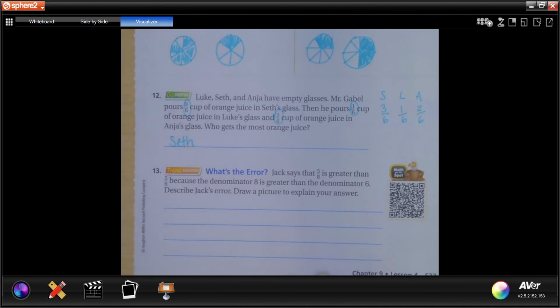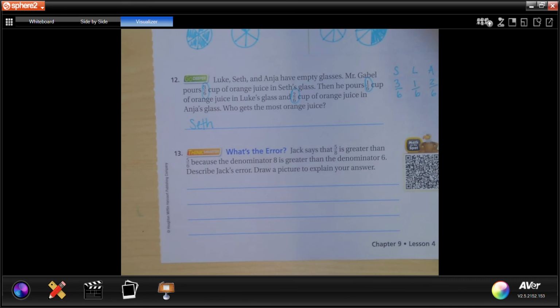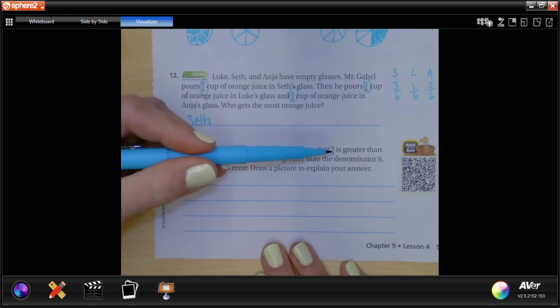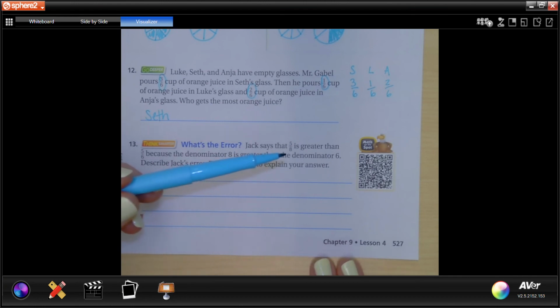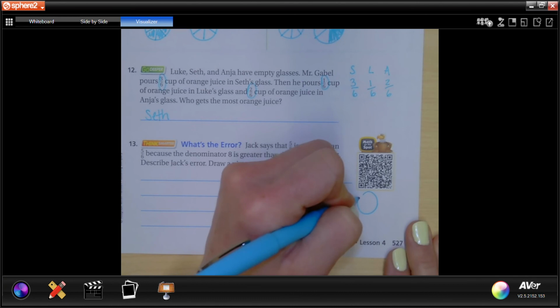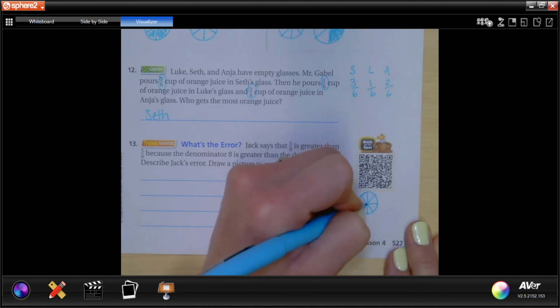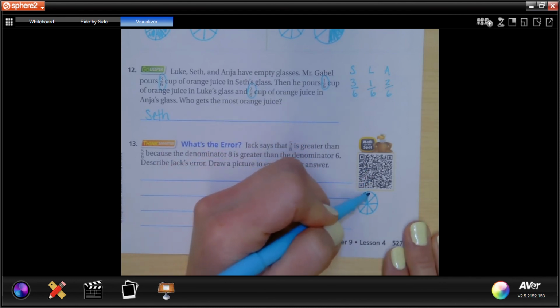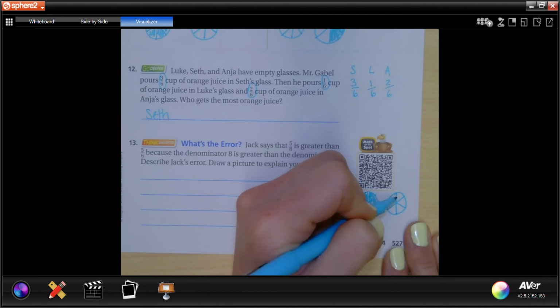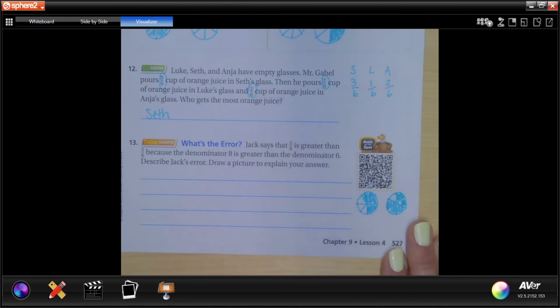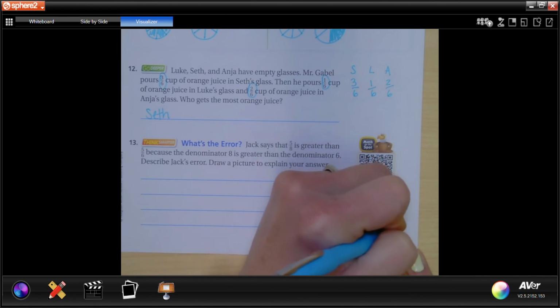The last problem that we're going to do is number 13. What's the error? Jack says that 5/8 is greater than 5/6 because the denominator 8 is greater than the denominator 6. Describe Jack's error and draw a picture to explain your answer. Well, let's make 5/8 and 5/6. So we're going to do 8ths first. So 1, 2, 3, 4, 5/8. Then we're going to do 6ths. So you want it into equal parts. So 1, 2, 3, 4, 5. Okay, so this is 5/8 and this is 5/6.